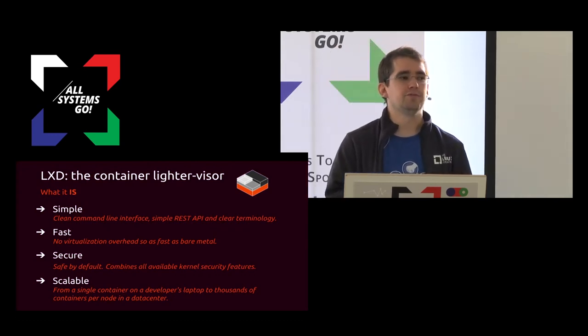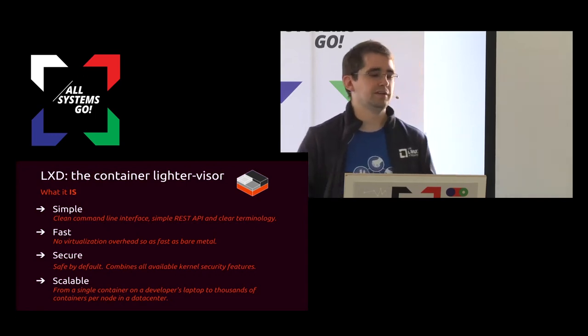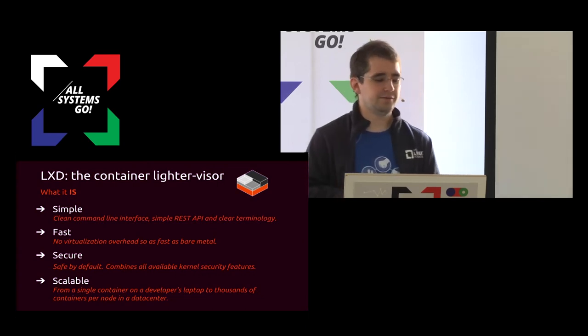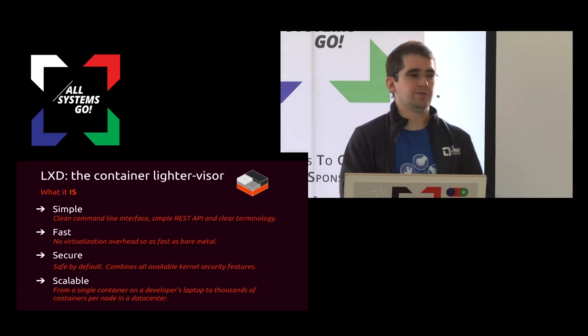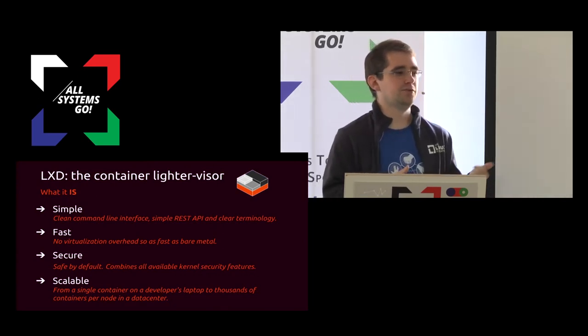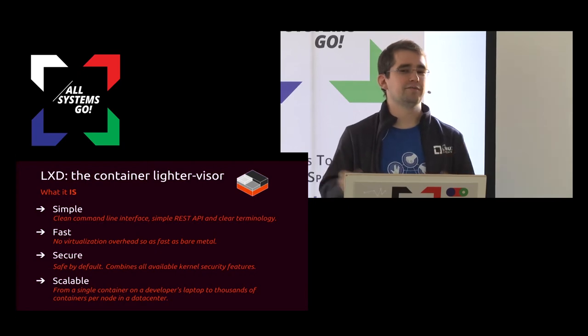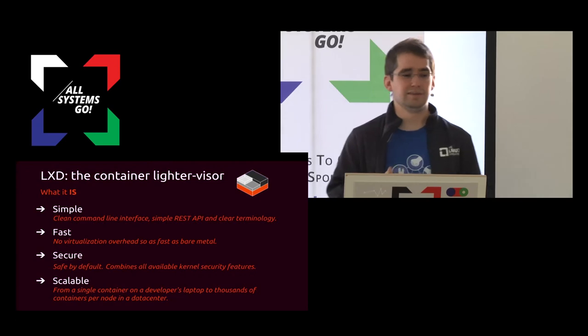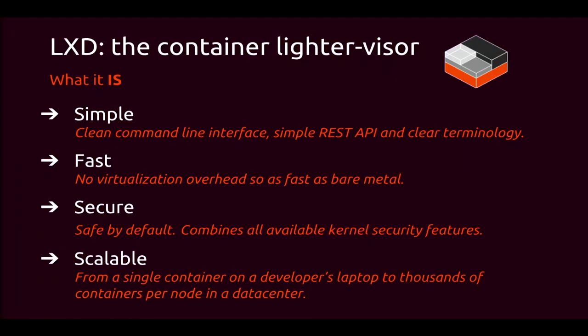We use all of the available LSMs, so seccomp, AppArmor. We use capabilities. We use pretty much every single bit of kernel API that's available to make them safe. And it's pretty scalable. You can use it locally for like your 2 or 3 containers, or you can go full cluster and run 10,000 containers if you feel like it. That's the same API, same CLI, same user experience, and you can scale very easily.